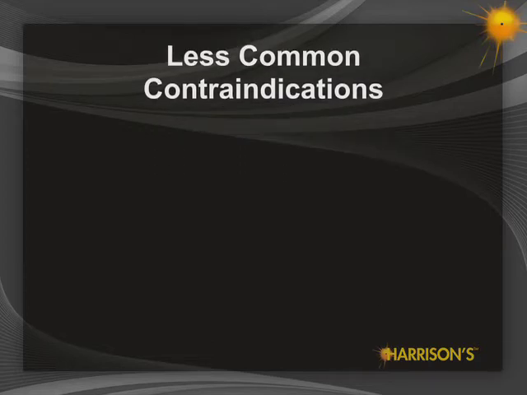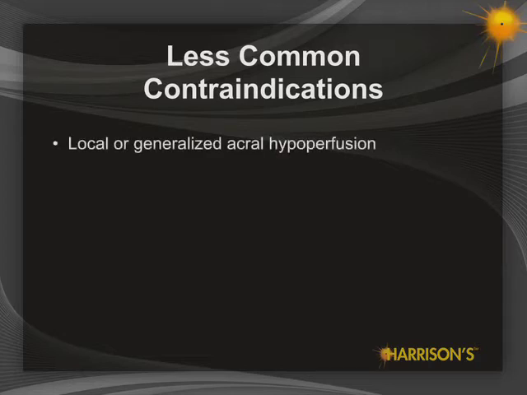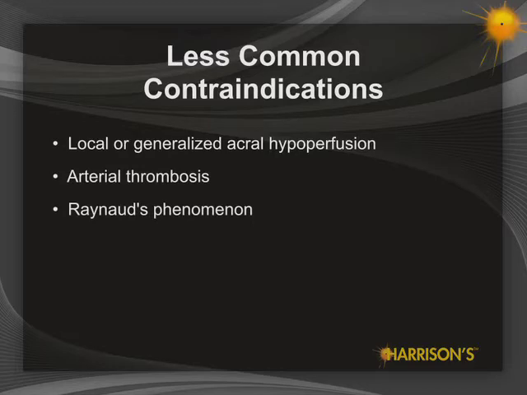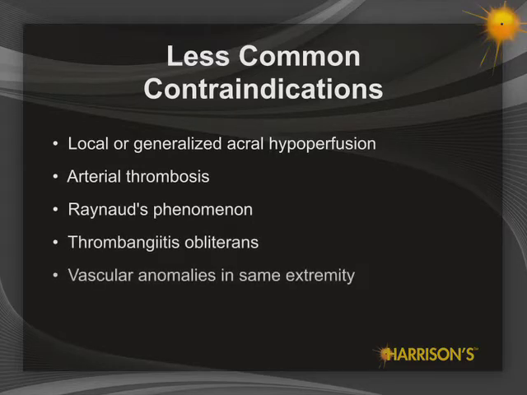Less common contraindications, relative and absolute, are local or generalized acral hypoperfusion, arterial thrombosis, Raynaud's phenomenon, thromboangiitis obliterans, and vascular anomalies in the same extremity.